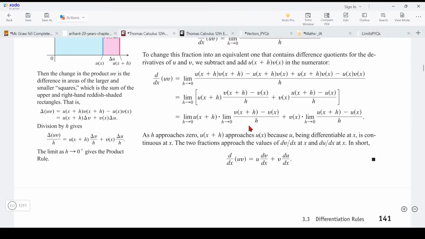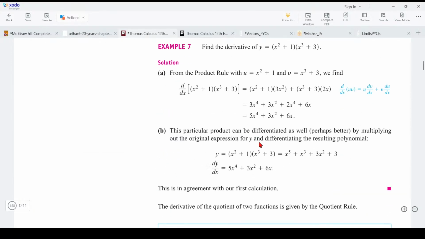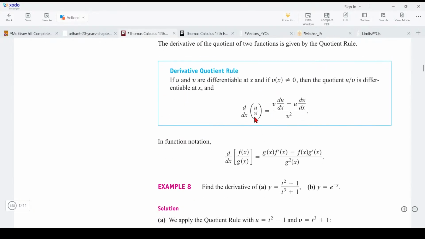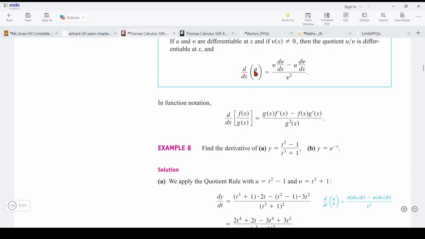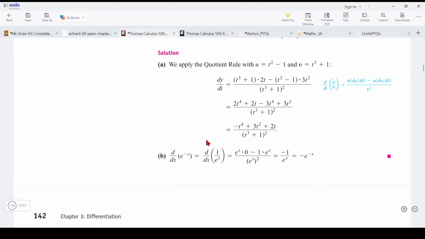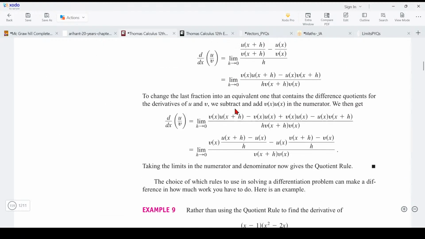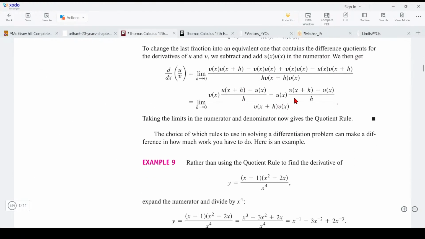So u of x plus h into v dash, v of x plus h into u dash. In short, we are able to get this. Now, you know this one also, u by v: v u dash minus u v dash by v square, right? A similar derivation is there for this also.